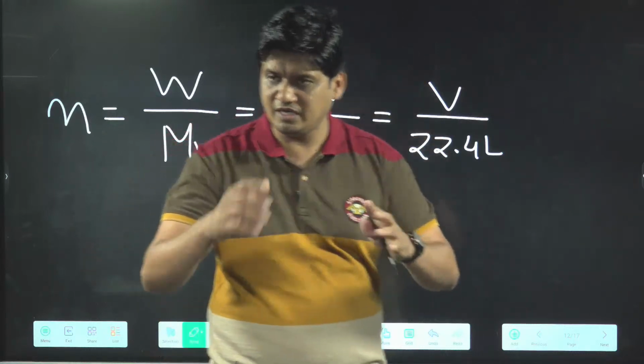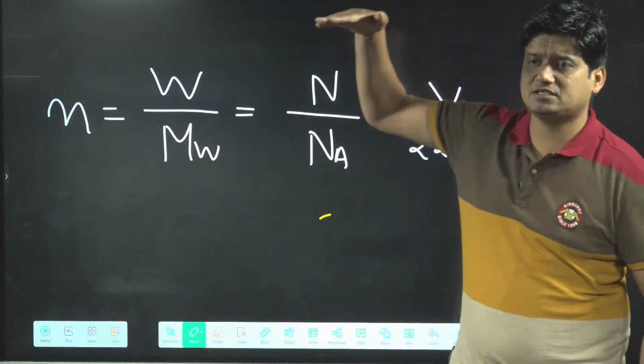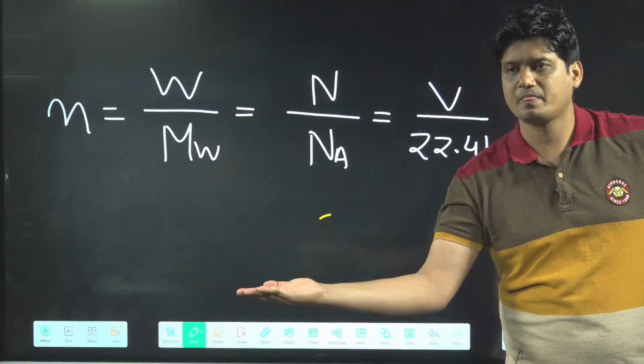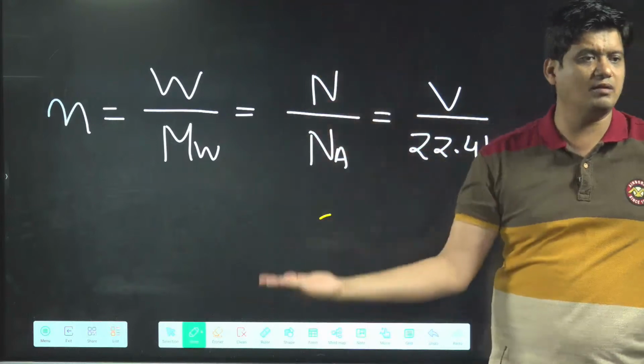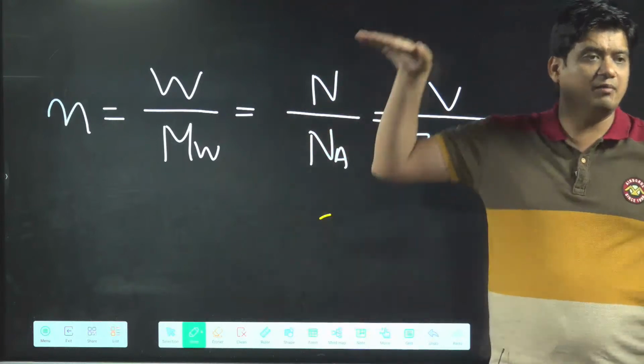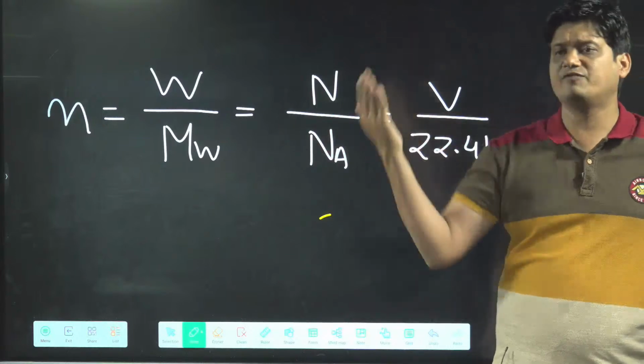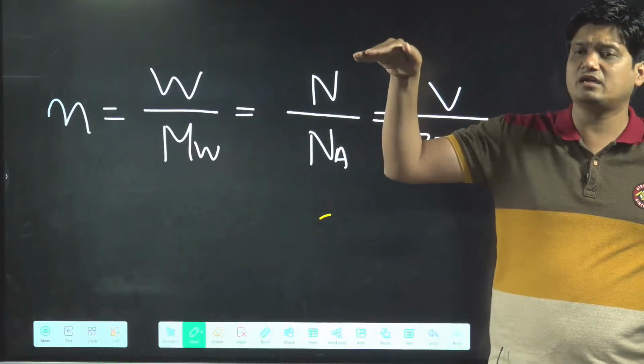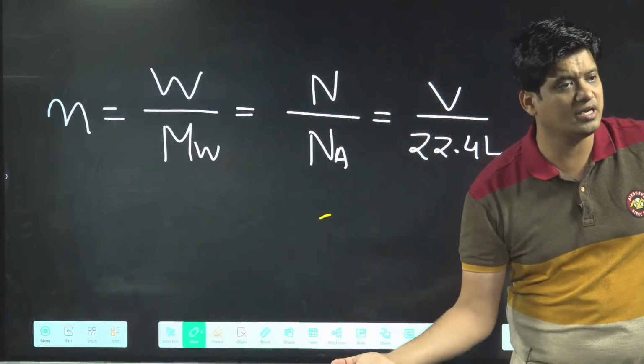I am repeating it again, okay? Mass, numerator. Molar mass, denominator. Number, numerator. Avogadro's number, denominator. Volume, numerator. Molar volume, denominator.